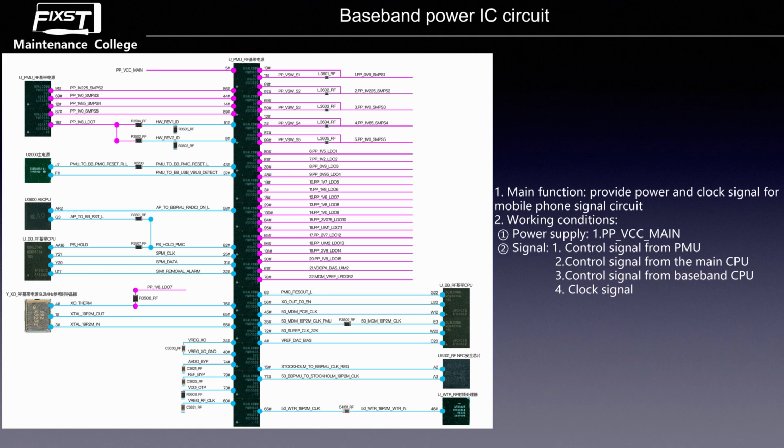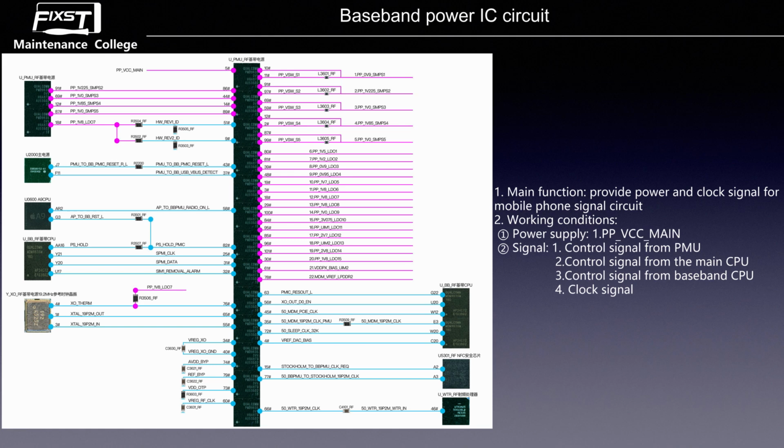These 4.9 all are the baseband power IC interrupt reference signals. If this small component is missing or has some problem, it will also cause the baseband power IC to work abnormally. Before, we talked about the main function of the baseband power IC. It not only provides power, it also sends the clock signal.